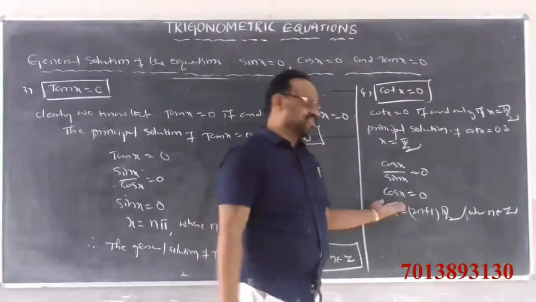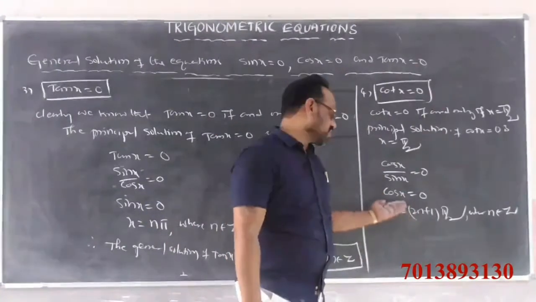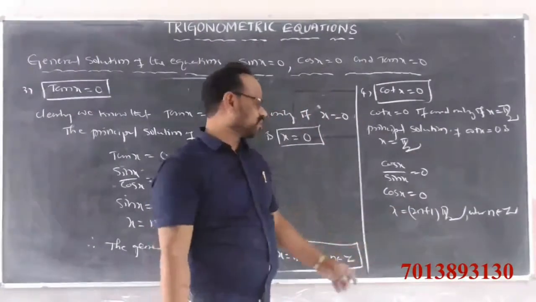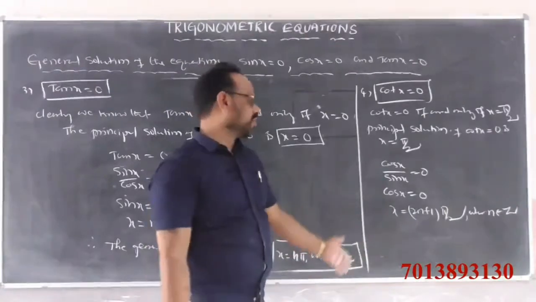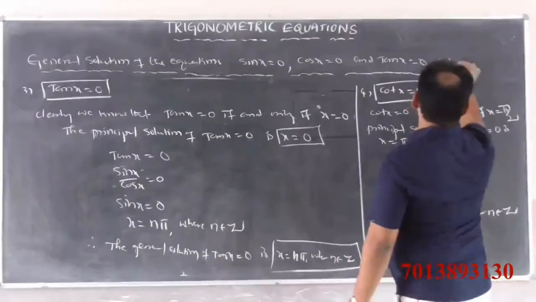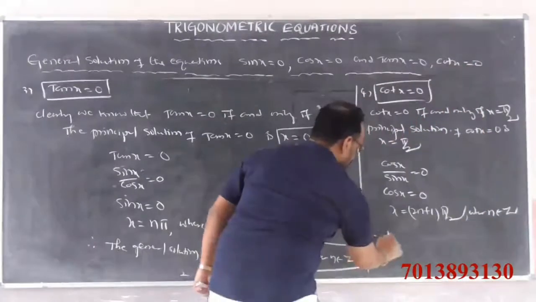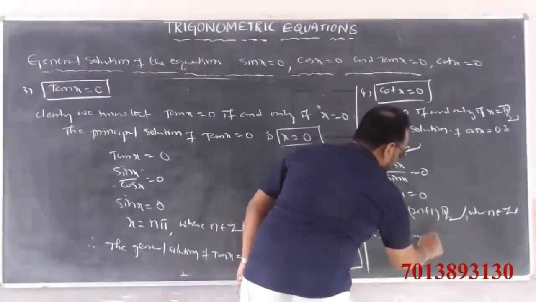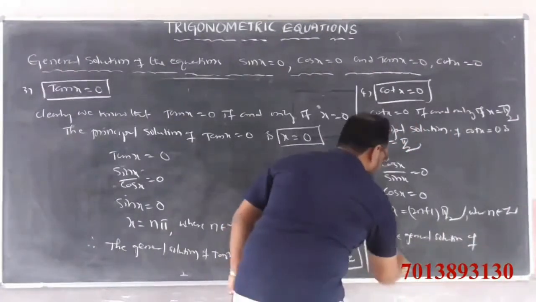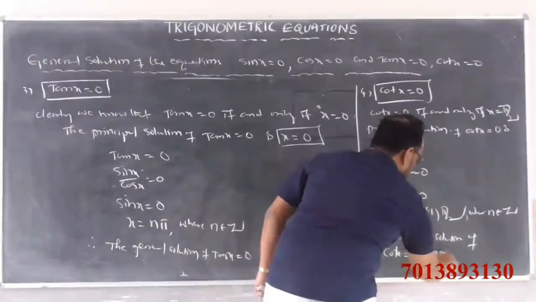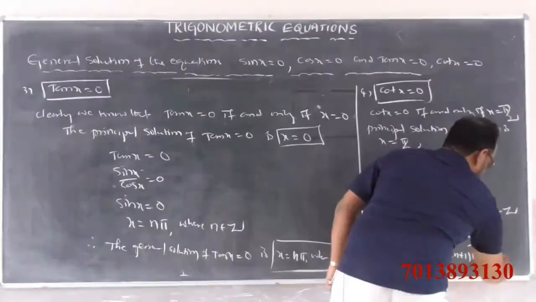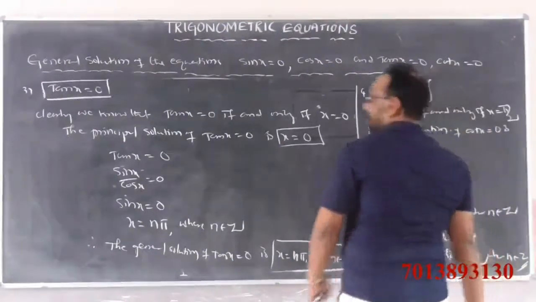What is the general solution of cos x? The general solution of cos x equals 0 is clearly x is equal to odd multiples of pi by 2. So x is equal to (2n plus 1) into pi by 2, where n belongs to Z. So here also, when cot x equals 0, therefore the general solution of cot x equals 0 is x equal to odd multiples of pi by 2, where n belongs to Z.